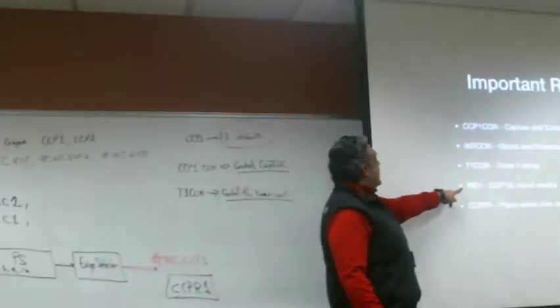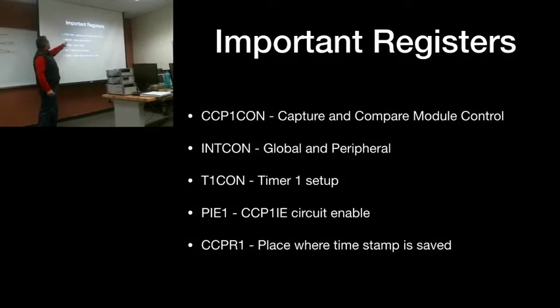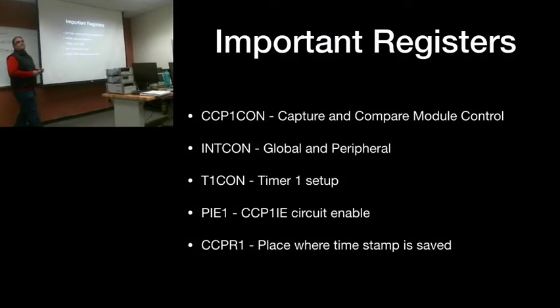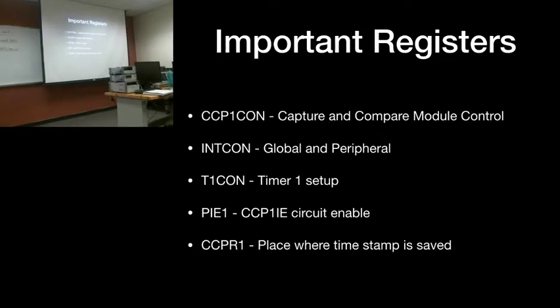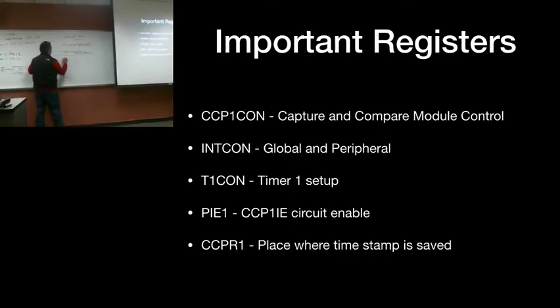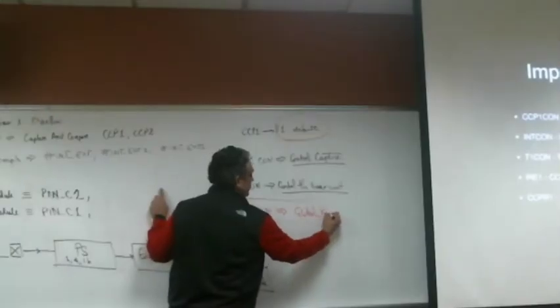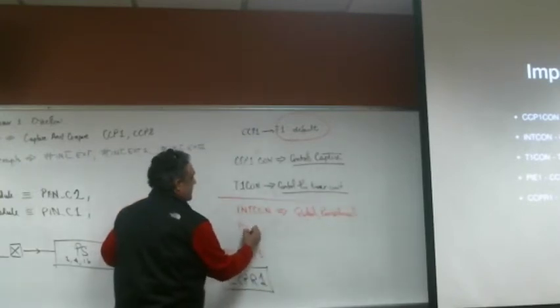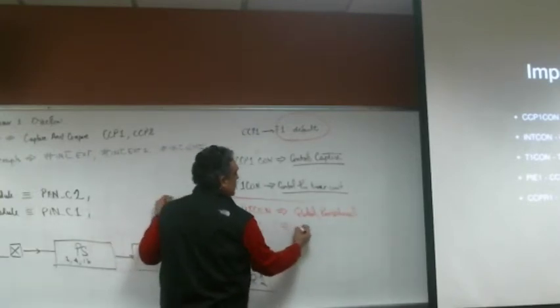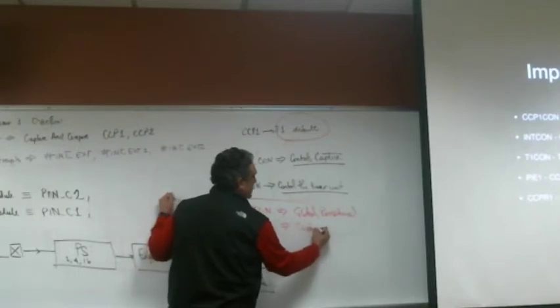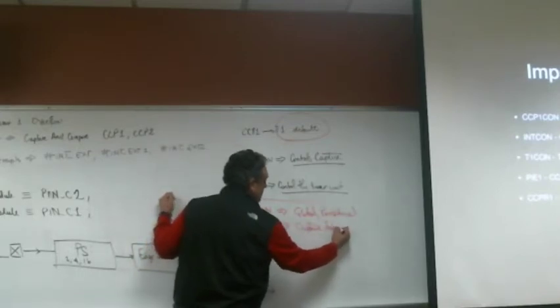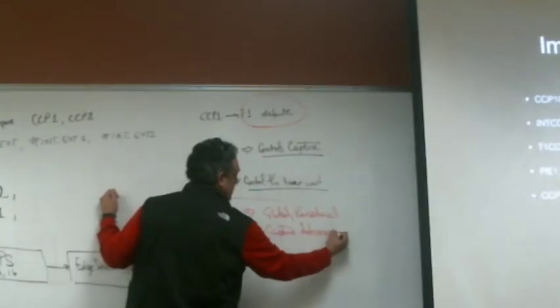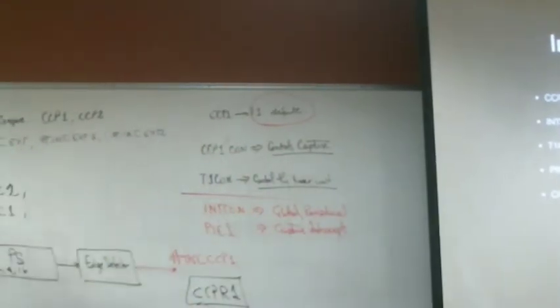Now, PIE and INTCON are necessary for our interrupts. So then you're going to have the interrupt driven, that's going to be INTCON. This is going to handle the global and the peripheral. And then you have PIE1. This guy is going to handle the capture interrupt. Right? So we have the capture interrupt.